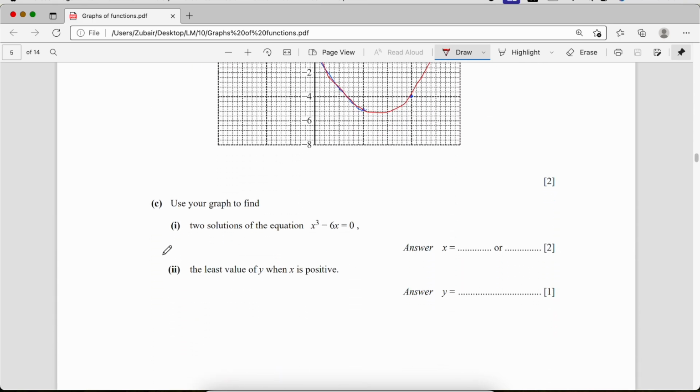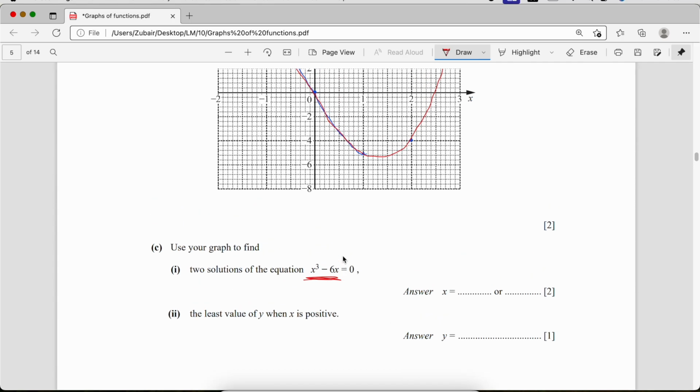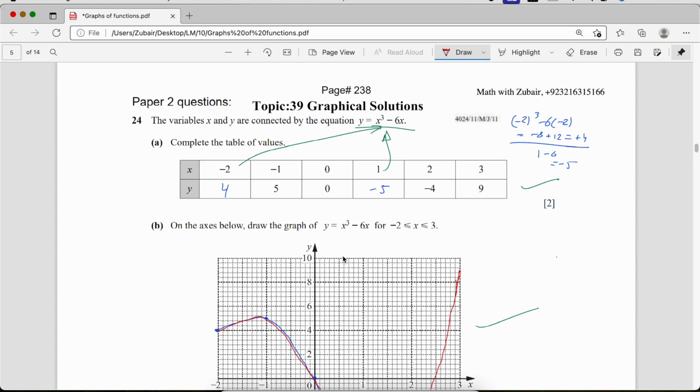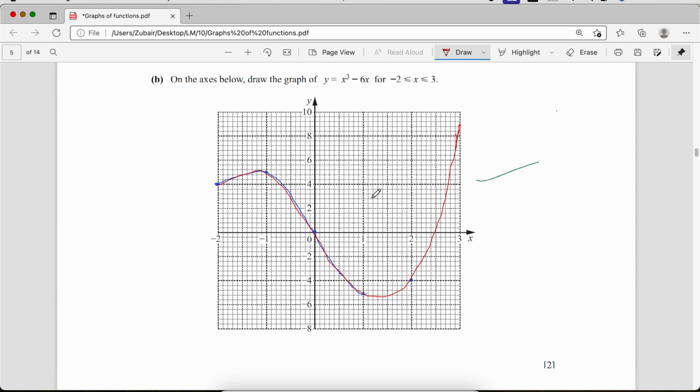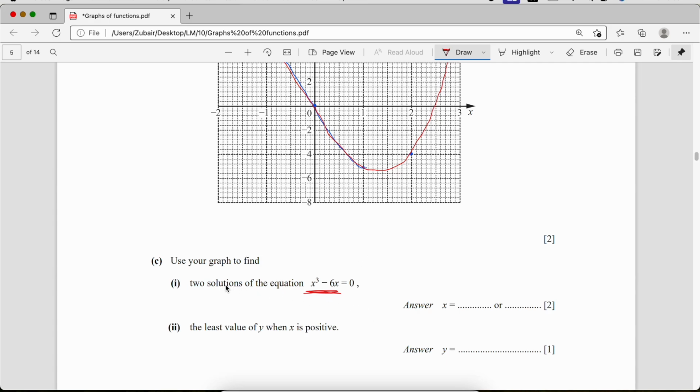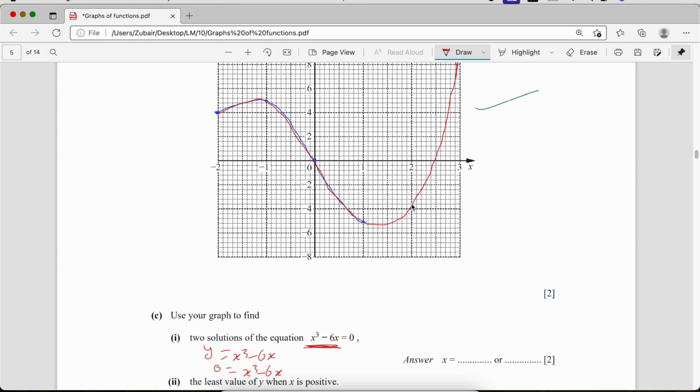Now what does the question say? Use your graph to find two solutions of the equation x cubed minus 6x. Sometimes they're not changing the equation. See, the equation was y equals x cubed minus 6x. It is the same, x cubed minus 6x equals 0. So when it is equal to 0, that means y is equal to 0. And my y for this graph is equal to 0 at x equals 0 and at x equals 2.5. If you are getting 2.4 or 2.6, whatever value you are getting on your graph, you will be writing those.